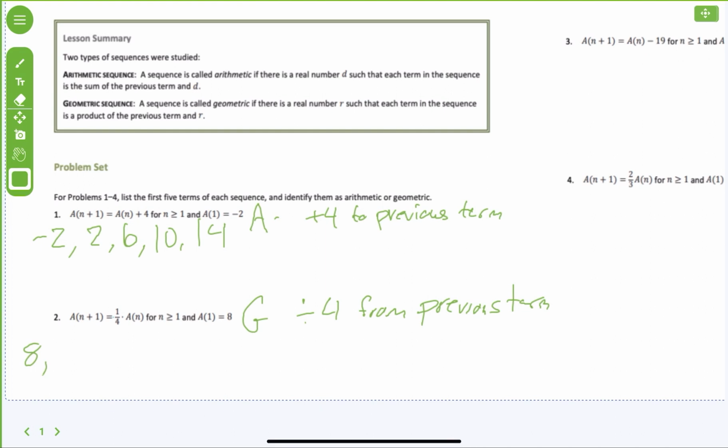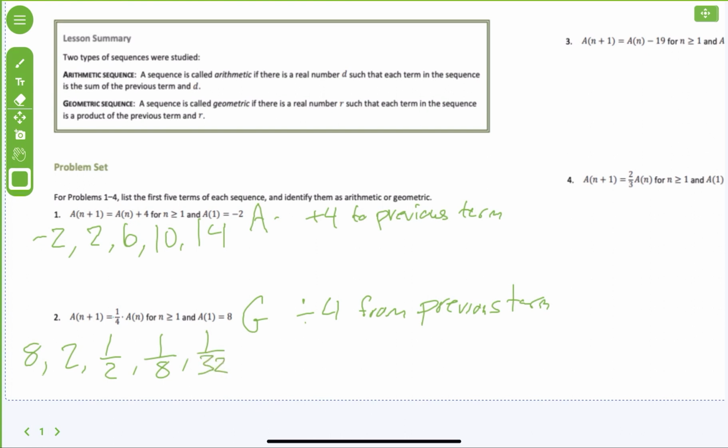If our first term is 8 and we divide it by 4, we get 2. What's 2 divided by 4? 2 divided by 4 is 1/2, right? Now, what is 1/2 divided by 4? 1/8. That might have confused you there, Michael. Let's write this as 1/2. If we divide by 4, that's going to be 1/8. If we divide by 4 again, that's going to be 1/32.